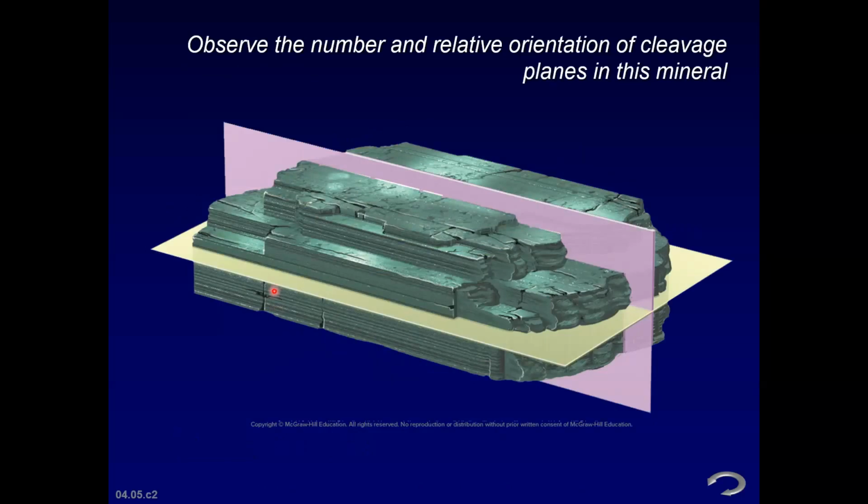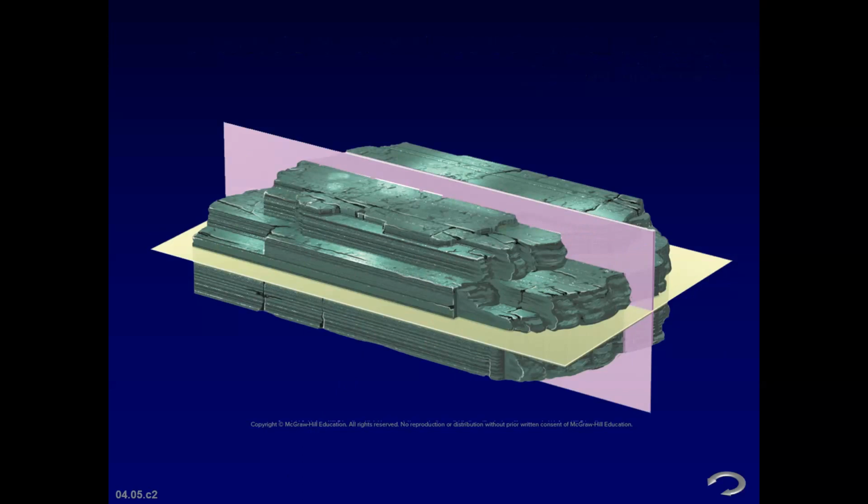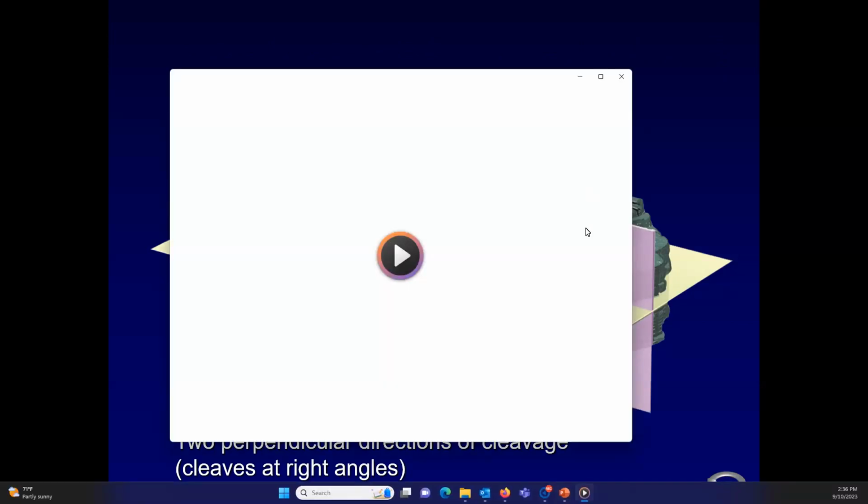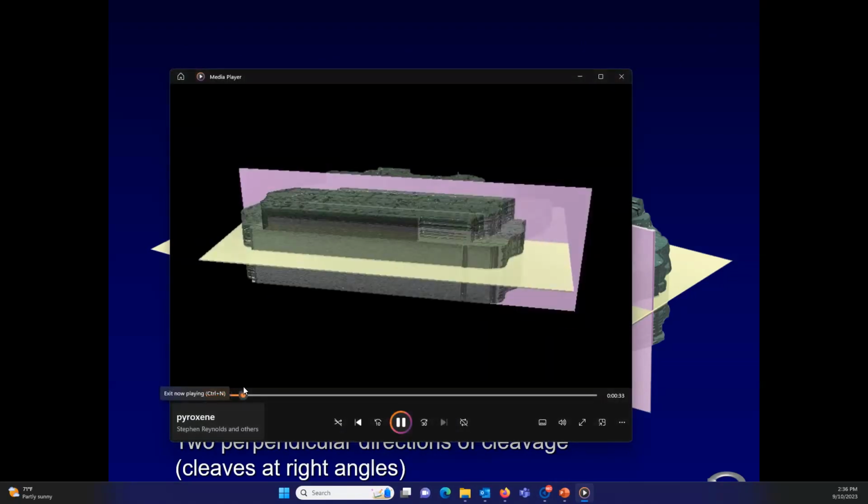This mineral has 2 cleavage planes. Of course, they'll repeat quite a few times in this direction and in this direction. And they're at right angles to one another. I can show you a video just to show you how this looks. If you were to look around it, this is pyroxene.